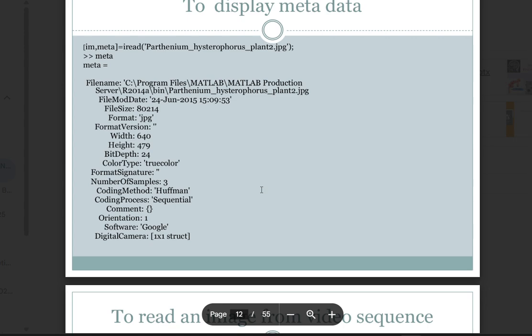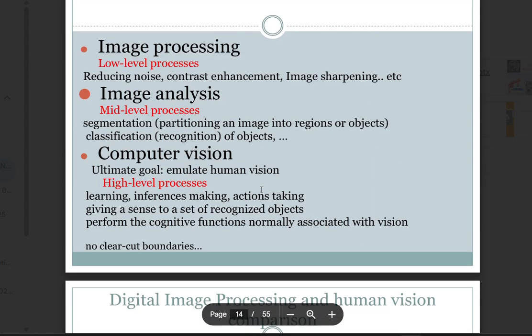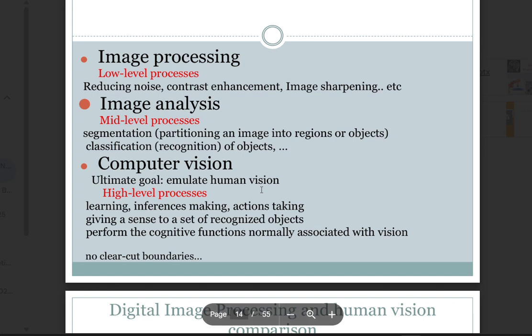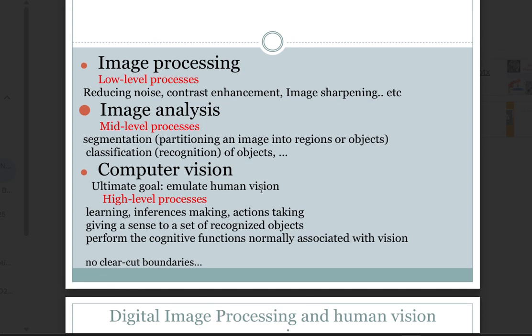Next, we'll discuss image processing and its classification. Image processing is classified into low level, mid level and high level. In low level, we are reducing the noise, contrast enhancement and image sharpening, whereas in the mid level, we are analyzing the image through segmentation. Segmentation refers to partitioning an image into regions or objects, and also classification.